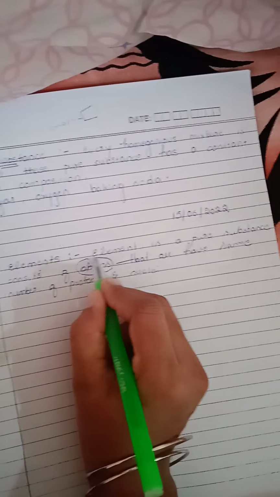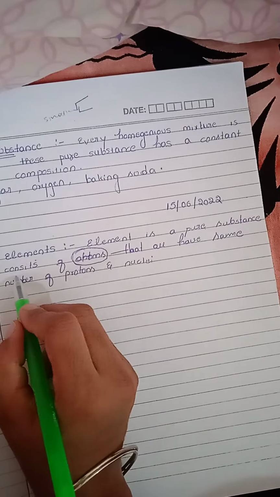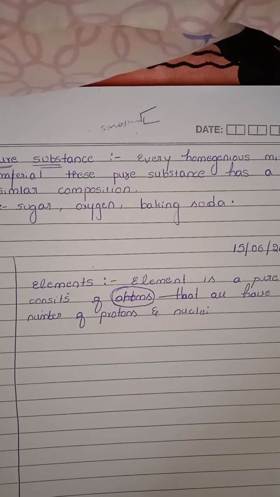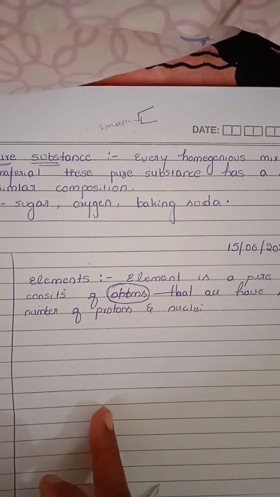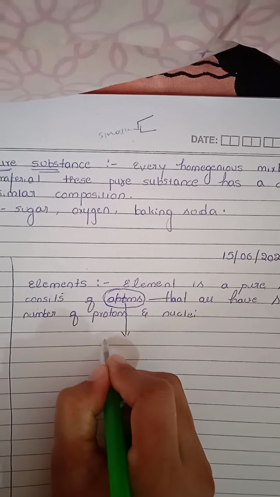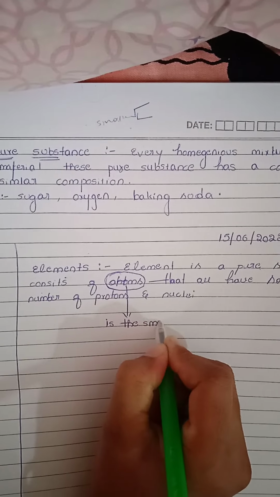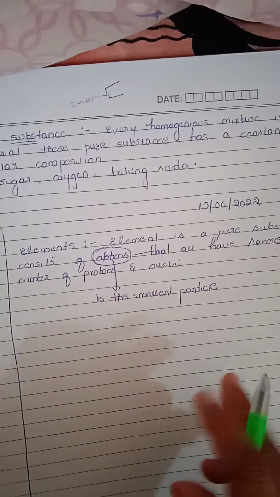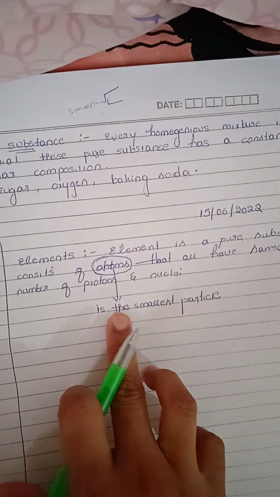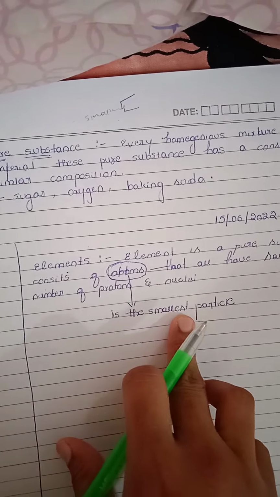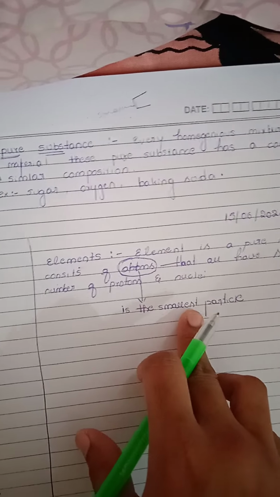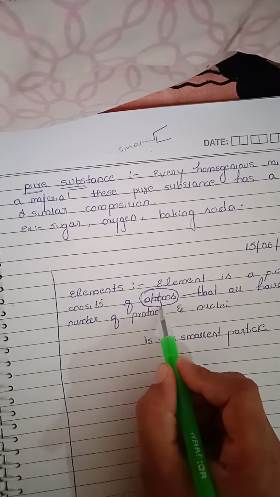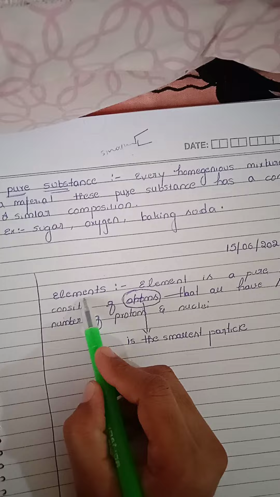What is an atom? Here I mentioned that an element is a pure substance and it consists of atoms. What is meant by an atom? An atom is the smallest particle. In an element, an atom is the smallest particle which may or may not exist on its own. An atom is the smallest particle of an element.